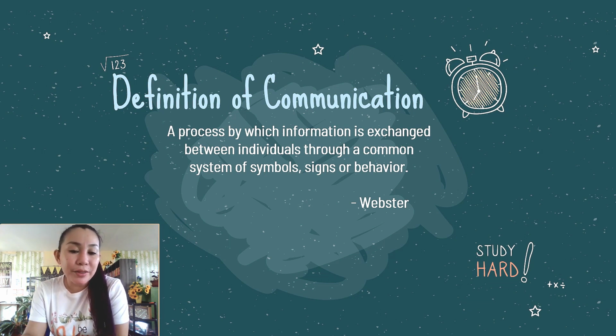Now, what are these system of symbols? These are the written words or the written symbols that we are using especially when we are writing. Now, how about these signs or behavior? This refers to the different actions, our characters, and how we deal with other people. And that is communication already.